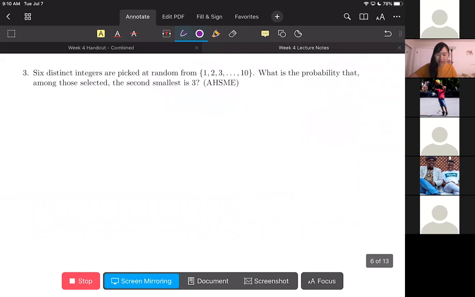let's try this. 6 distinct integers are picked at random from the set 1 through 10. What is the probability that among those selected, the second smallest is 3? So any ideas on how we can do this?